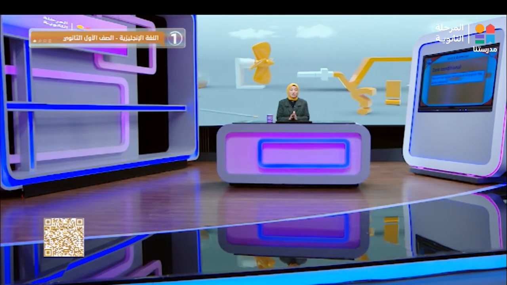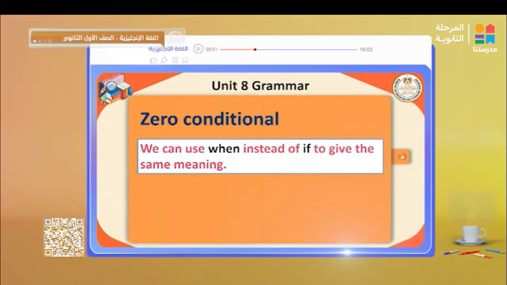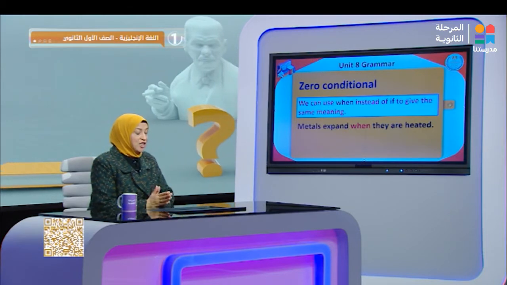Okay? What about the usage of when? We can use when again instead of if. We can use when instead of if to give the same meaning. So we can say here, metals expand when they are heated. Metals expand, they become bigger, they become larger in size when they are heated. So metals expand when they are heated. We can say metals expand if they are heated. So we can use when instead of if.